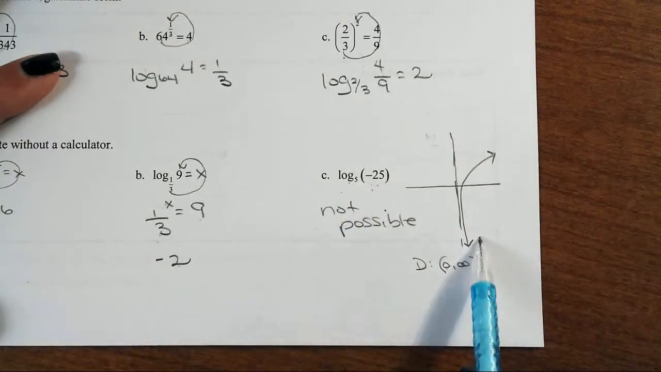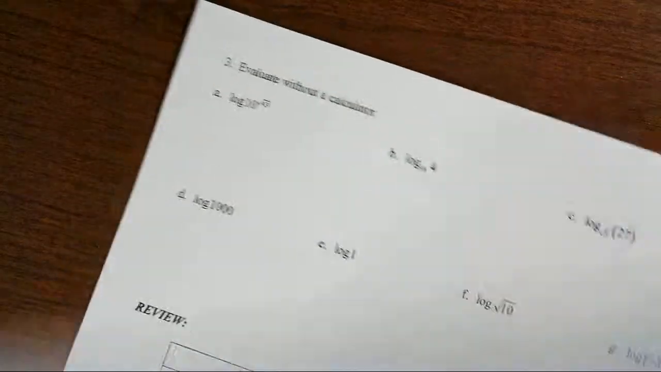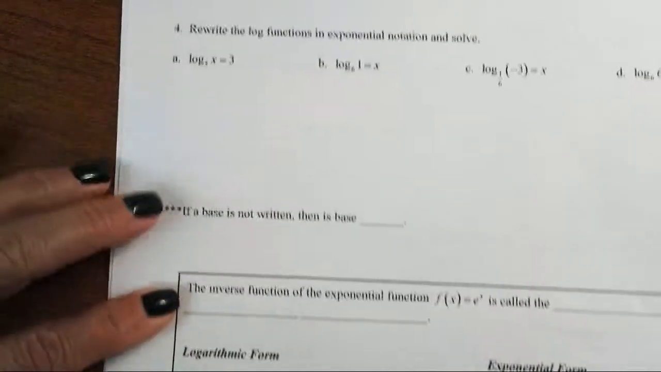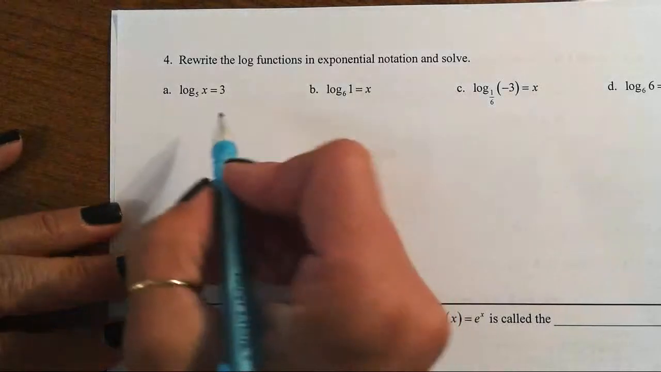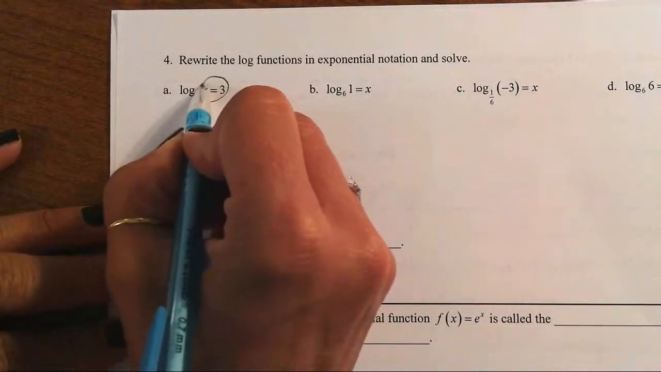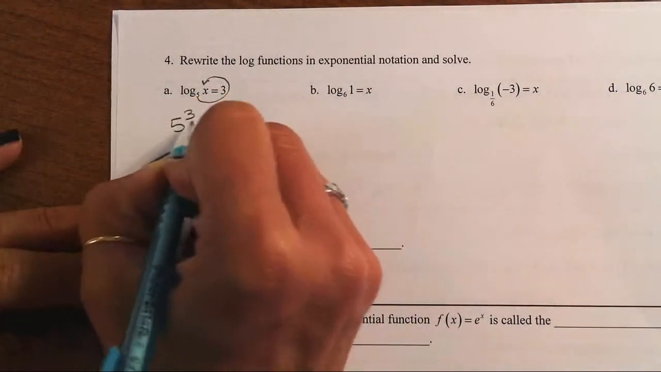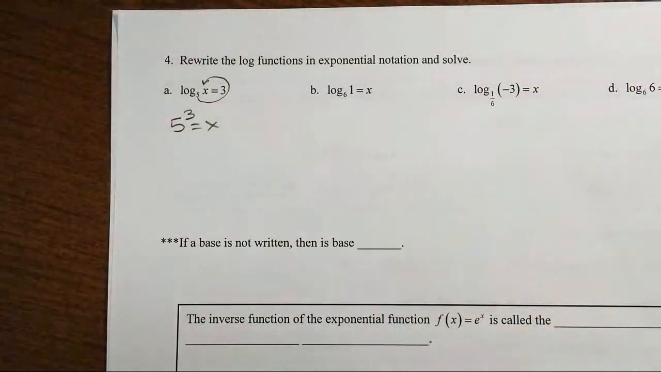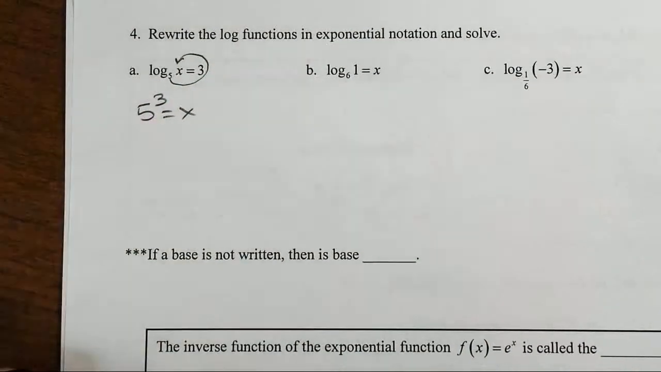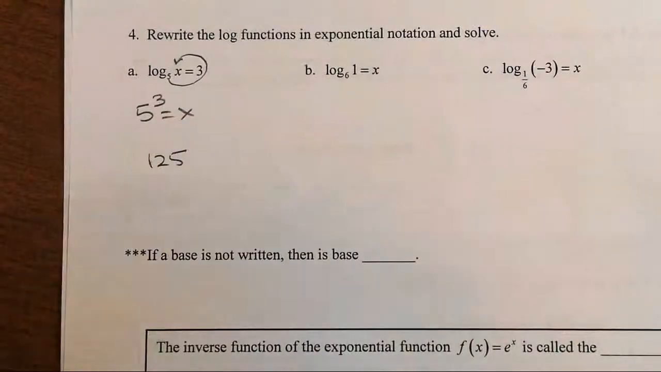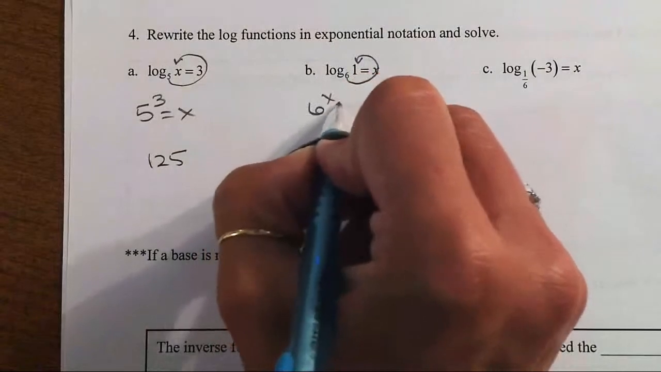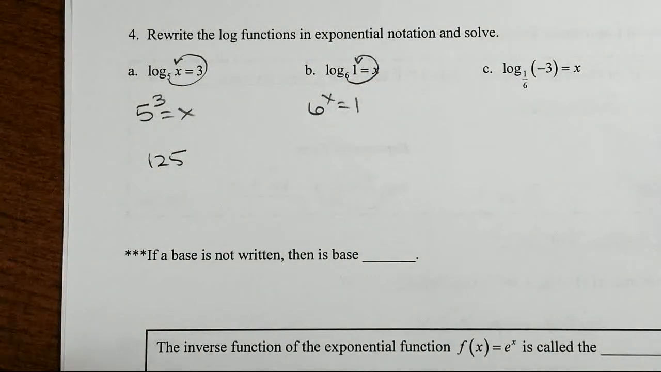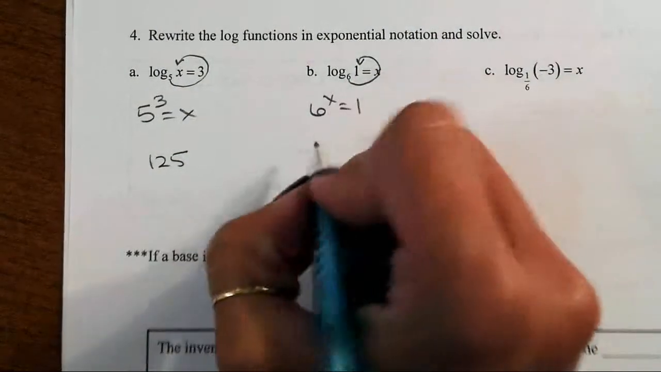This is the exact reason why rewriting the log functions in exponential notation and then solving is a two-step process. First, you rewrite using the snail that I told you. 5 cubed is equal to x. Evaluate 5 cubed. 5 to the third power is 125. You're done. Rewriting, this would be 6 to the x is equal to 1. Any number to what power gives you 1? 0.